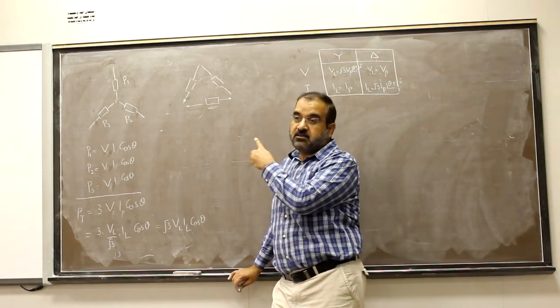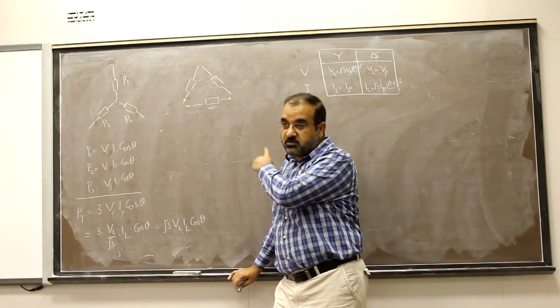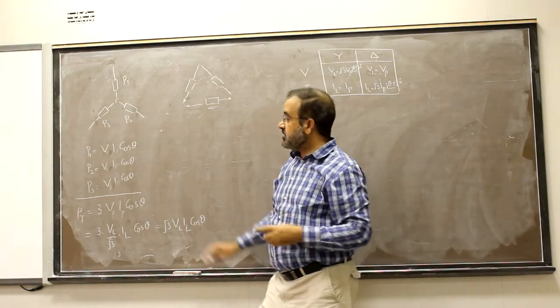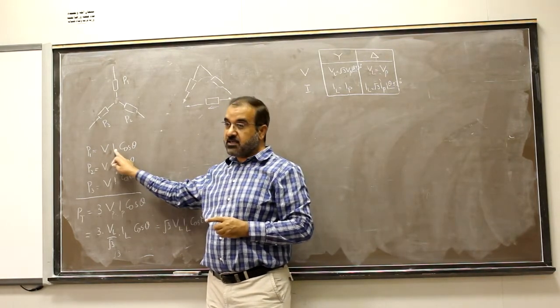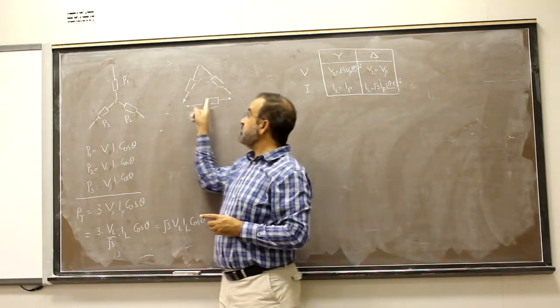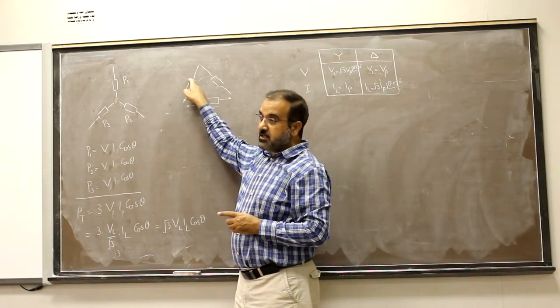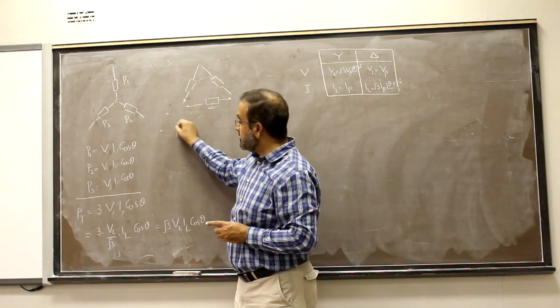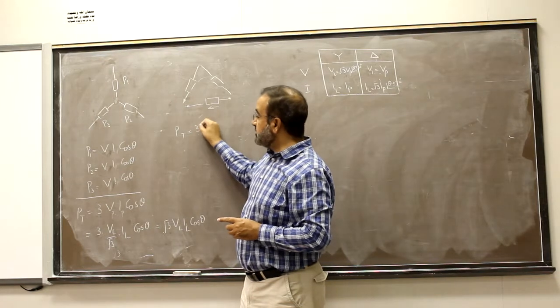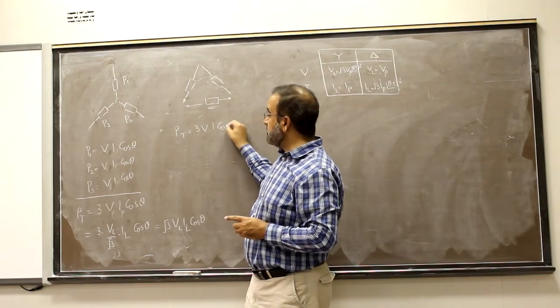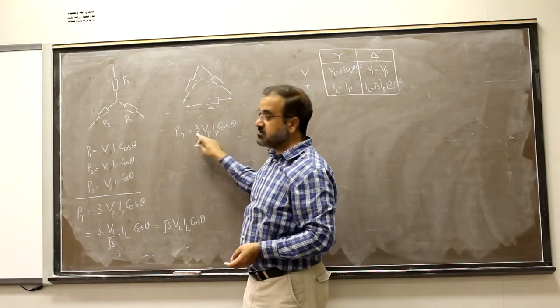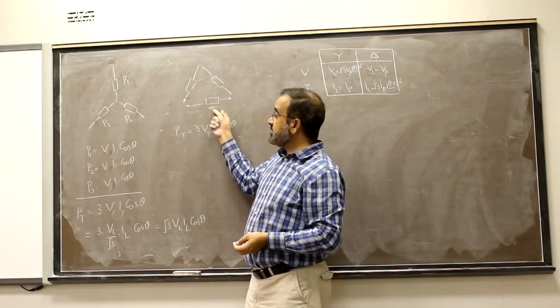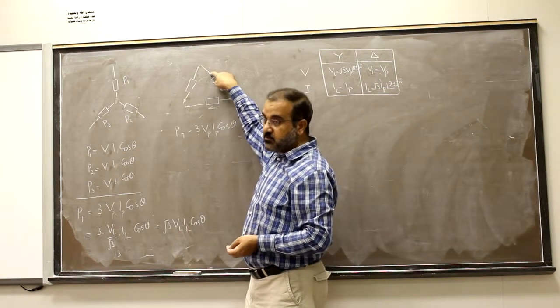Now if you want to calculate the power generated by this delta generator or power consumed by this delta connected load, the equation will be the same: V into I into cosine theta. Here again. So the total power PT will be equal to 3 times V into I into cosine theta, using V phase and I phase: phase voltage, phase current.